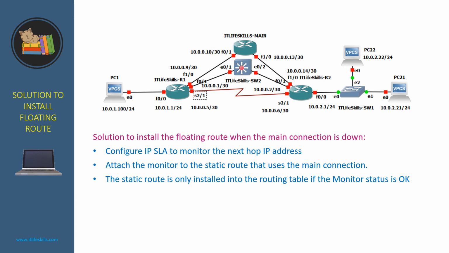The solution to install the floating route when the main connection is down is that on IT Life Skill Router 1 we will configure the IP SLA to monitor the next hop IP 10.0.0.2. Then we attach the monitor to the static route that uses the main connection. The static route is only installed into the routing table if the monitor status is OK. We will learn to configure the IP SLA in another video.